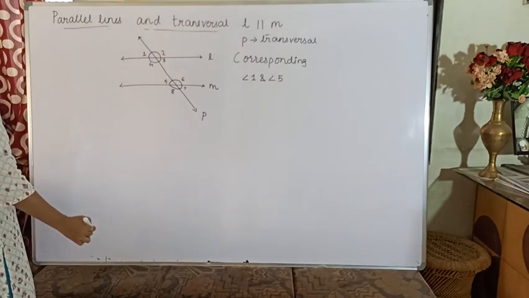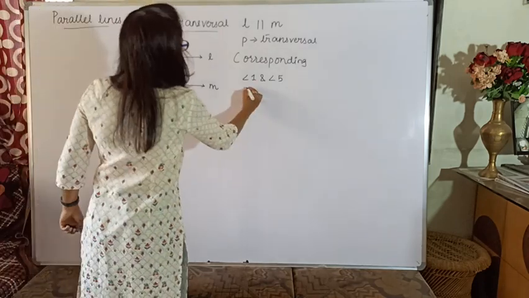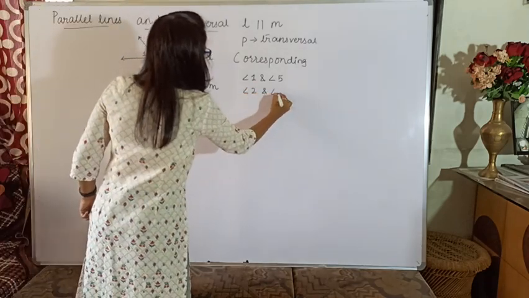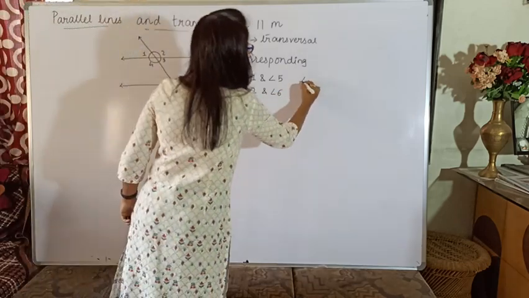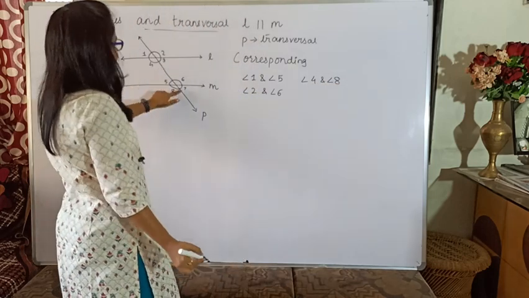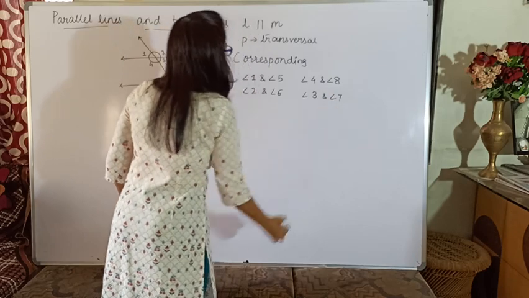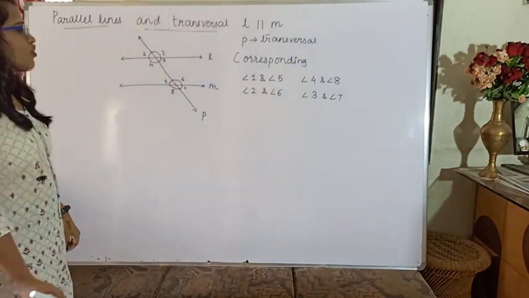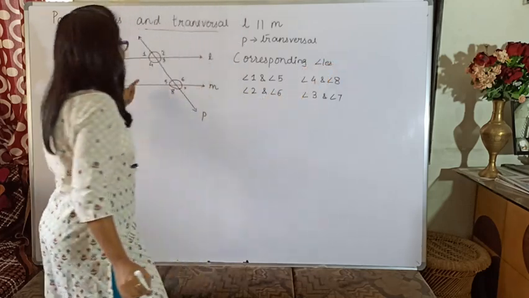Similarly, which is the next pair? Yes, angle 2 and angle 6. Third pair, angle 4 and angle 8. And the fourth pair is angle 3 and angle 7. So these are the four pairs of corresponding angles in this case.